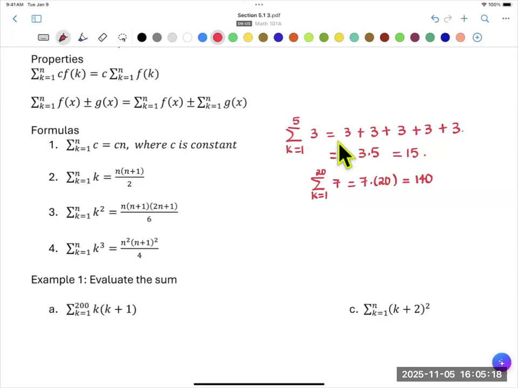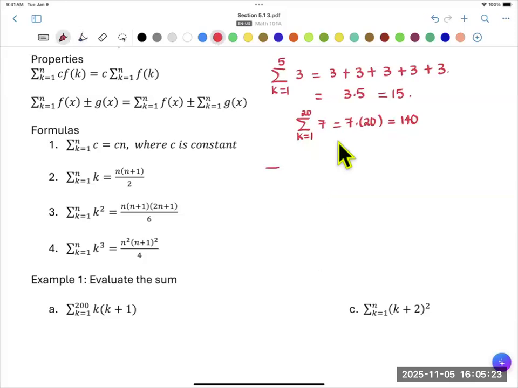Okay, we're going to verify that with an example. So if I have the summation of k from k equals 1 to 5 of k, based on the formula, we will have n times n plus 1 over 2. What is my n in this case? My n in this case is 5. So we put it into the formula: 5 times 5 plus 1 over 2, which is 5 times 6 over 2. And that gives you 15.